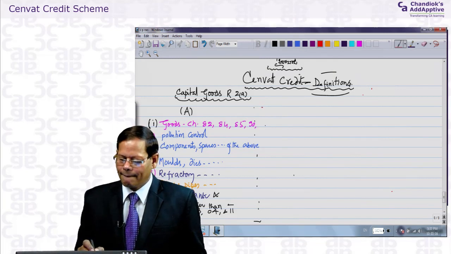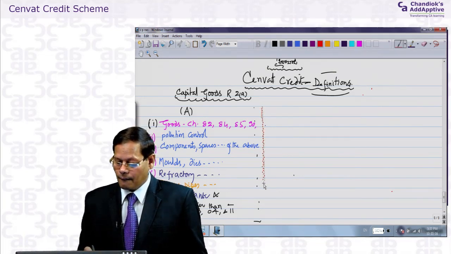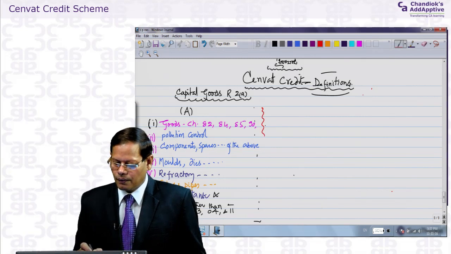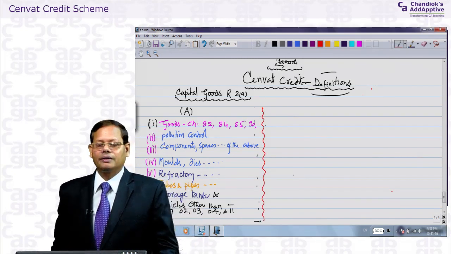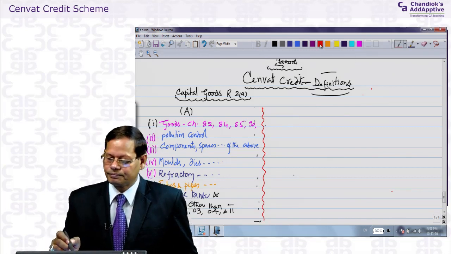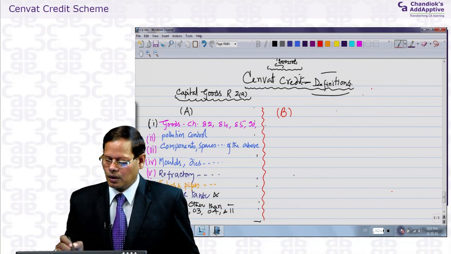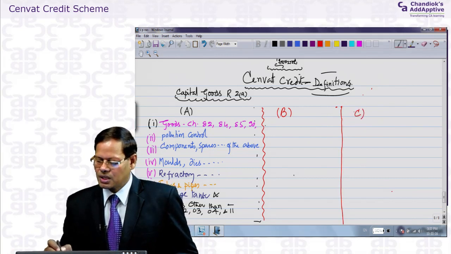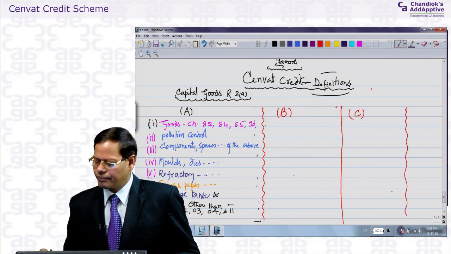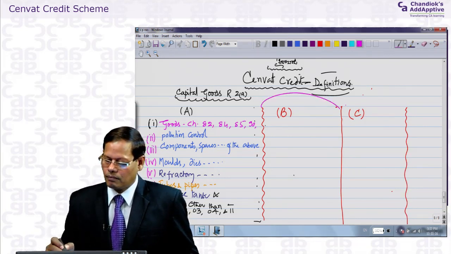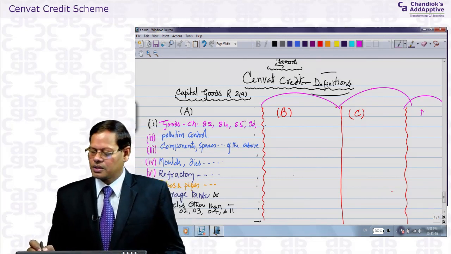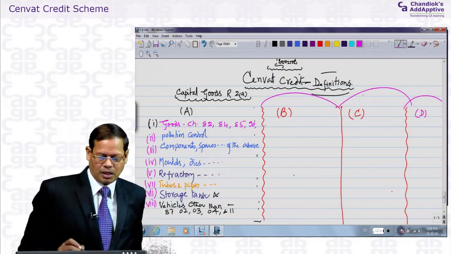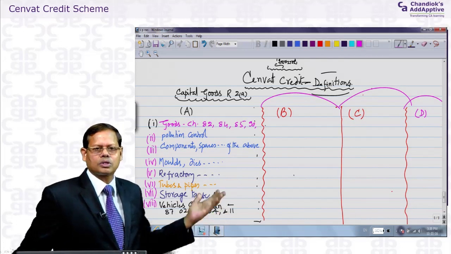What is therein? Okay. This is part A. And what about part B? And what about part C? Part C. And D is simple, very easy. D part is simply, it is talking about spares and components. B, C, D. So part A we have seen what are capital goods common.